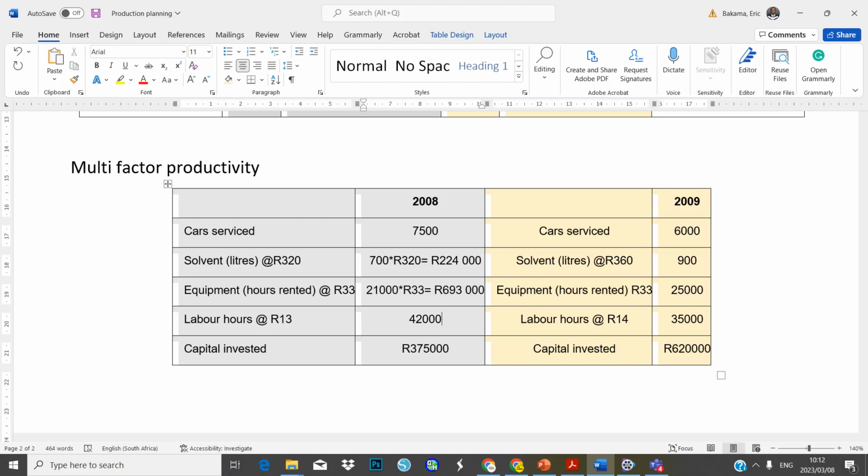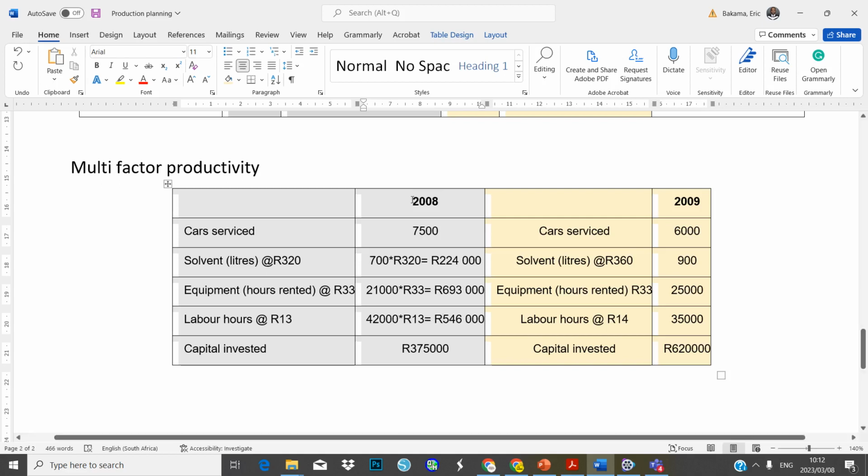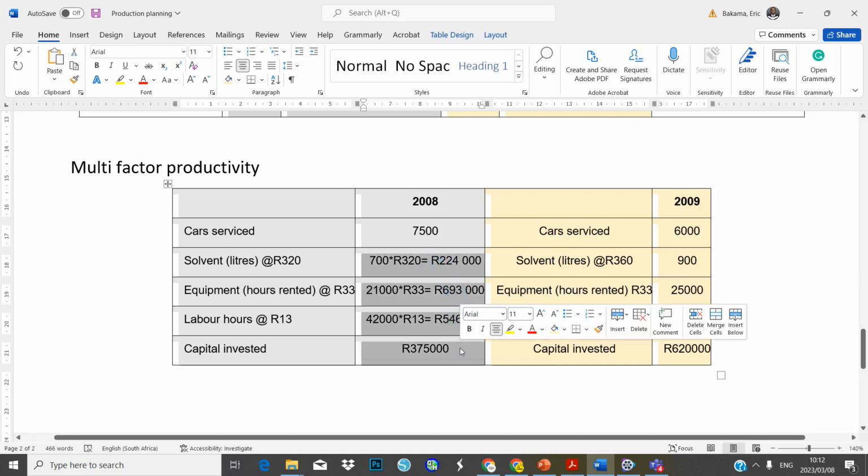Then we do the same thing here for the labor hours. The labor hours, we are paying for an hour at 13 rand. And in this case, we are looking at 42,000 times 13, which will give us 546. And then we have a 300 here, the value is still in rand. So as you have noticed, everything here is in rand. Every input has been transformed into rand, which makes it a little bit easier for us.